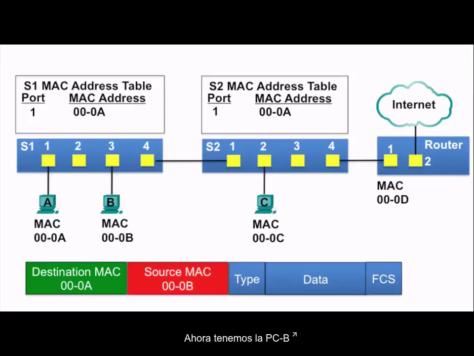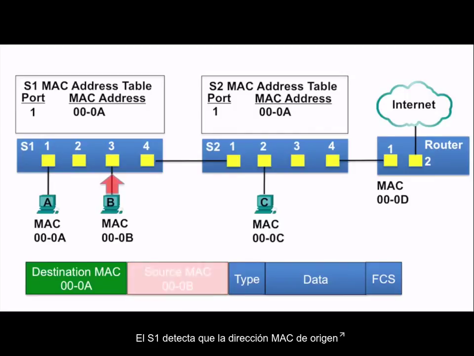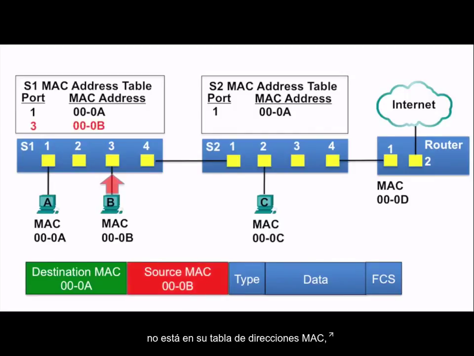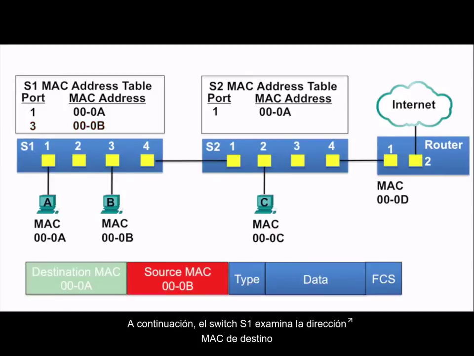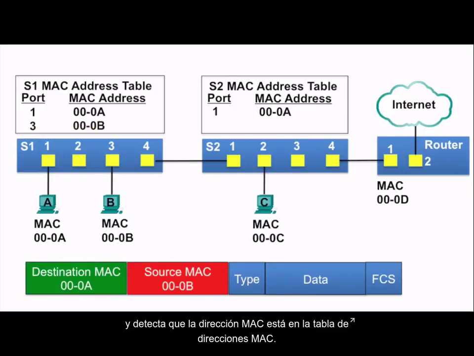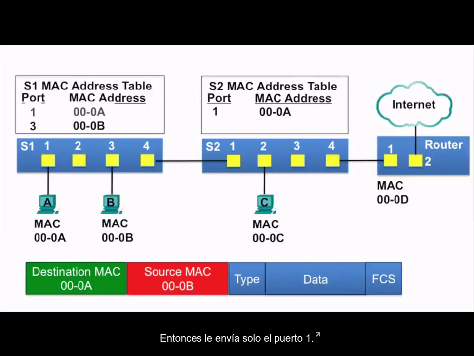Now let's have PCB sending a frame back to PCA. The source MAC address of the frame is 000B and the destination MAC address is 000A. PCB sends it to switch S1. S1 notices that the source MAC address is not in its MAC address table, so it adds the MAC address and the incoming port number. Next, switch S1 examines the destination MAC address and notices that MAC address is in its MAC address table, so it sends it out just port 1.